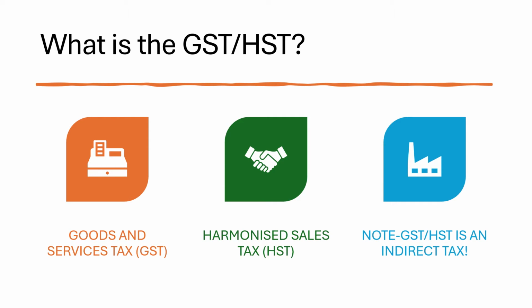You also need to know that the participating provinces harmonized their provincial sales tax with the GST to implement the harmonized sales tax, also called HST, in those provinces. Generally, the HST applies to the same base of property, for example, goods and services, as the GST. GST HST registrants who make taxable supplies other than zero rated supply, that I'm going to explain later, in the participating provinces collect tax at the applicable HST rate.